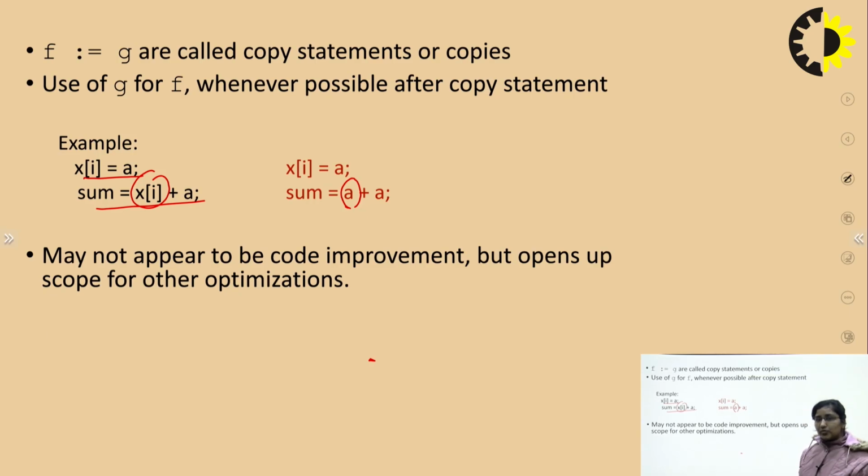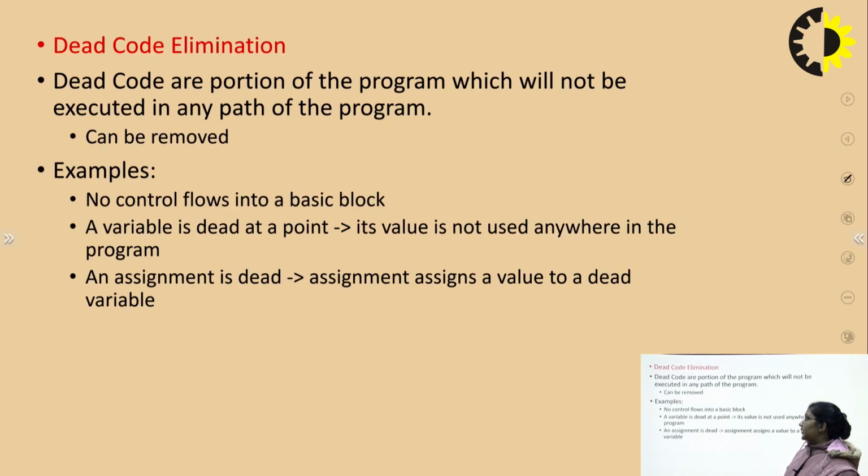Why am I able to use this a in place of xi? Because the value of a has not been changed, or the value of xi has not been changed after the statement. So, it may not appear to be code improvement, but it opens up scope for the other optimization techniques as well. Next one, it is the dead code elimination. How does this dead code elimination work?